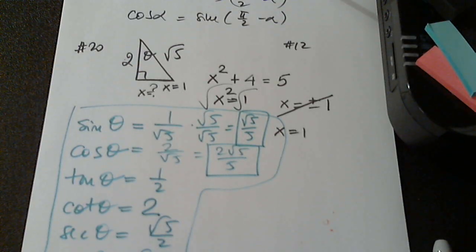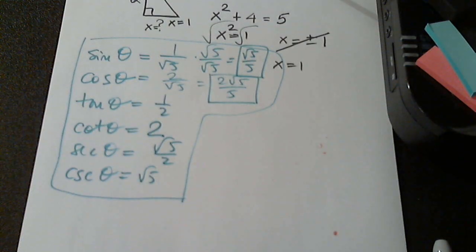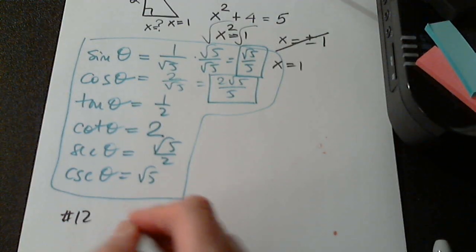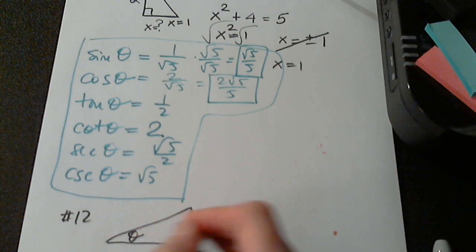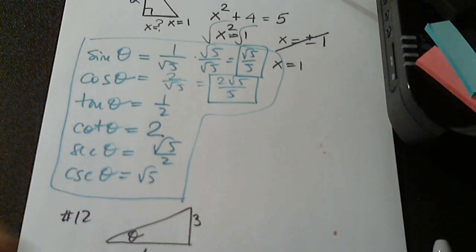Anyone? Okay, so let's look at number 12. I need a sip of water. Okay, number 12. Where is number 12? Right here. Perfect. So in number 12, theta is right here, and we have 3 and 4.